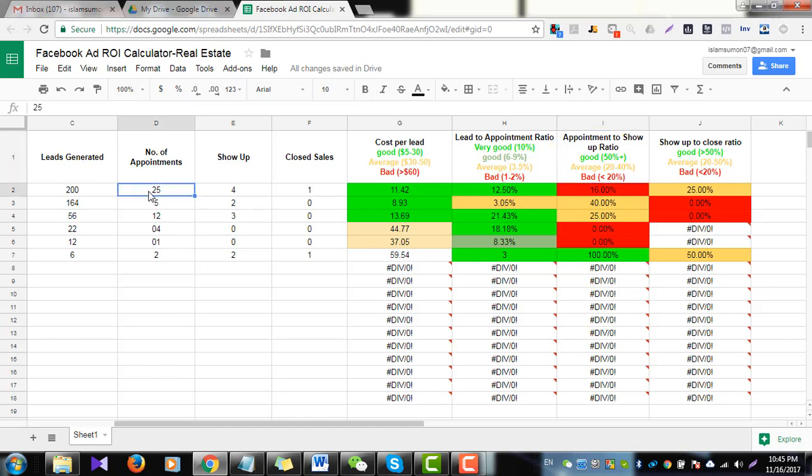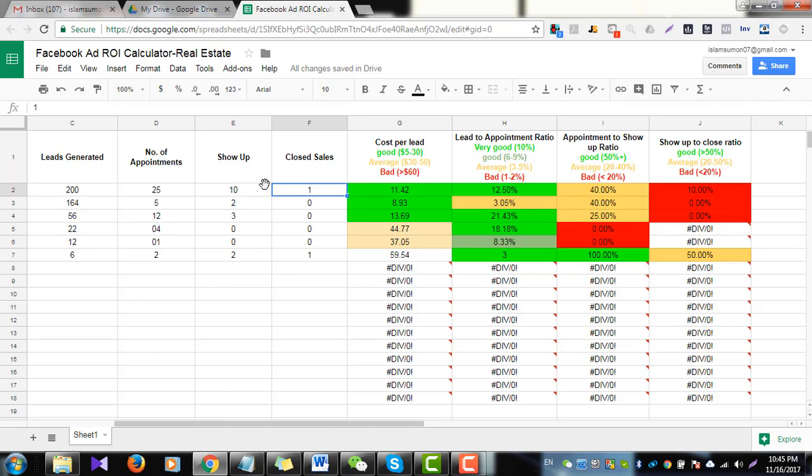Okay, so let's say out of these 25 people, 4 showed up. That means the appointment to show up ratio is only 16%. That means you have to work on this portion to increase the show up rate. So if you can get at least 10 people here, that means it's beyond 40%, which means you are doing average or good. So now at the final stage, you will try to close these sales from the show ups. Let's say for every 10 show ups you collected, you are able to make 1 sale.